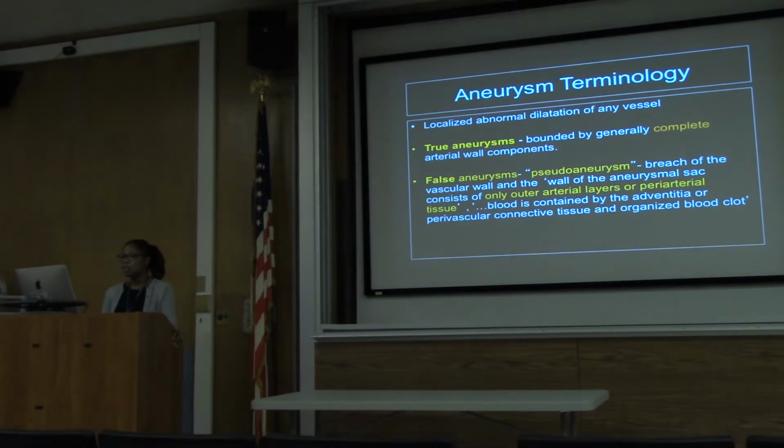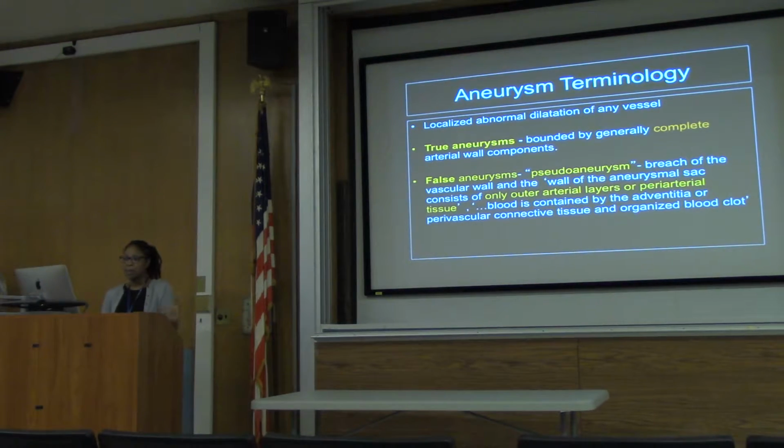In terms of aneurysm, basically it's just the dilatation of any vessel at all. We can call that an aneurysm by definition. A true aneurysm is when the dilatation involves all the walls of the artery, and a false aneurysm, what we call a pseudoaneurysm, would be when we have a breach in the intima, but the aneurysm sac itself does not involve all the walls.